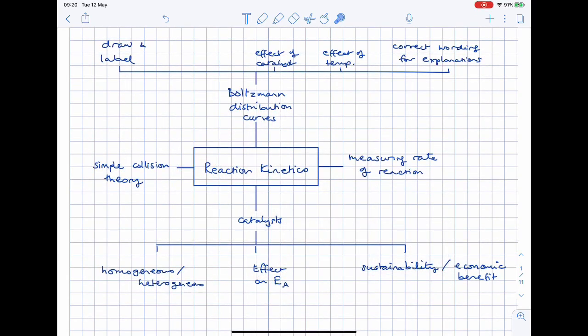So we covered some revision on collision theory, and what we do next is do a bit of revision on how we measure rates of reaction before we move on to Boltzmann distribution curves and catalysts.